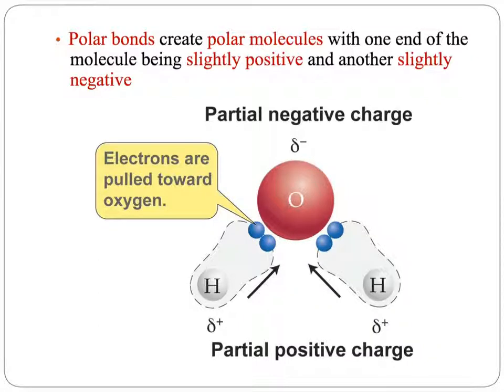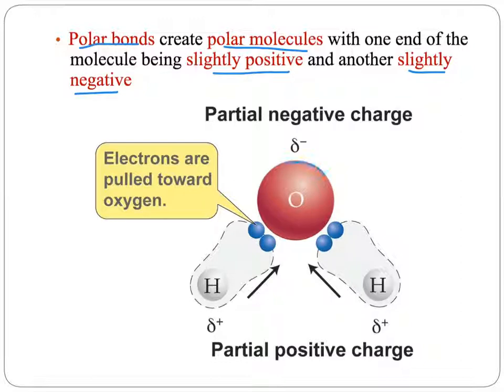In contrast, polar bonds will create polar molecules if they are not symmetrical or if they do not have the same kind of atoms all the way around the outside. And the result is that one end of the molecule ends up being slightly positive and another part is slightly negative. And so we say the molecule itself is polar.